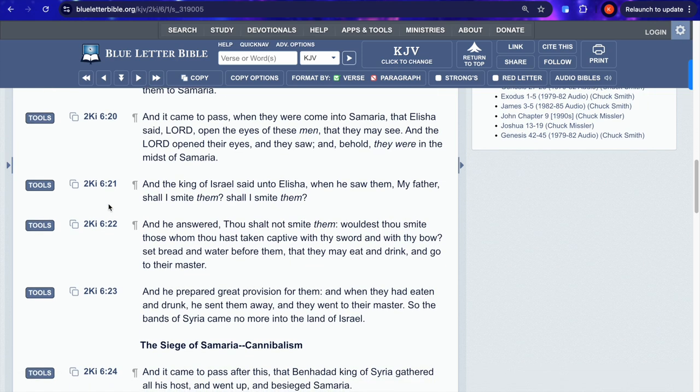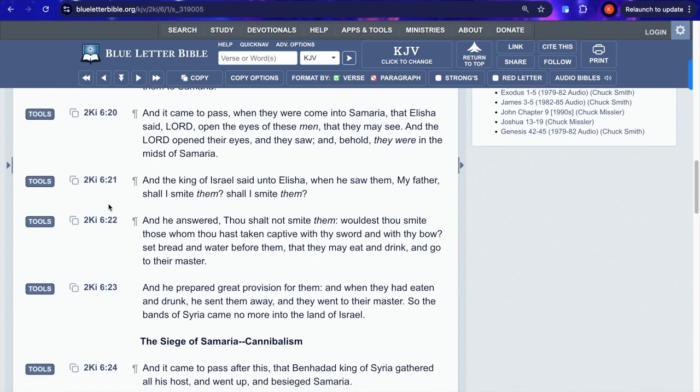And it came to pass, when they were come into Samaria, that Elisha said, Lord Yahweh, Hashem Yahushai, open the eyes of these men, that they may see. And the Lord opened their eyes, and they saw, and behold, they were in the midst of Samaria. And the king of Israel said unto Elisha, when he saw them, my father, shall I smite them? Shall I smite them? So, yo, you brought them over here. Like, yo, is it go time?